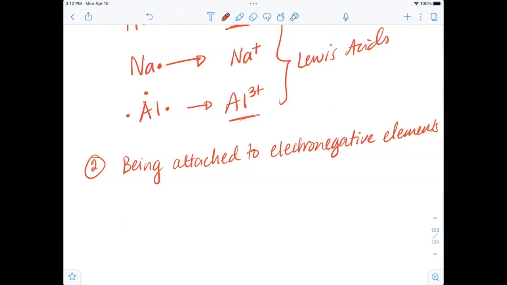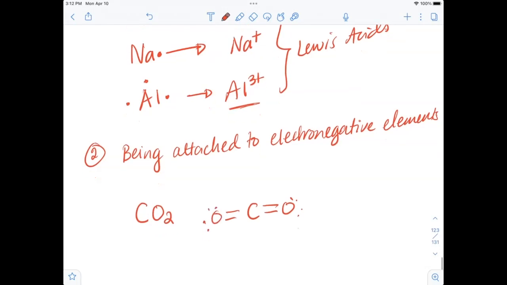As in the bonds that are formed from sharing. So let's look at an example here. Carbon dioxide. Carbon dioxide Lewis structure looks like this. Carbon formed double bonds with each oxygen by sharing electrons, right?